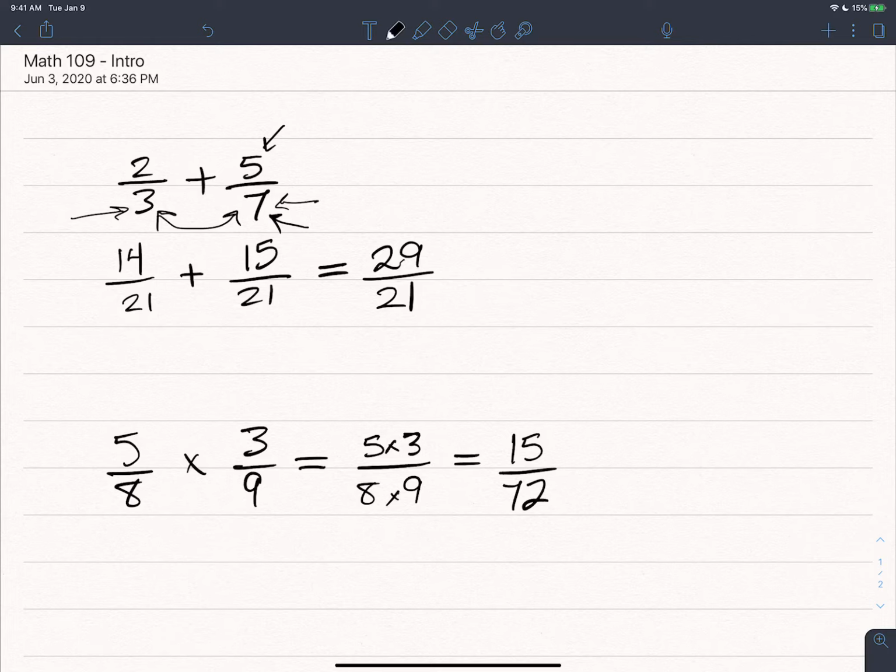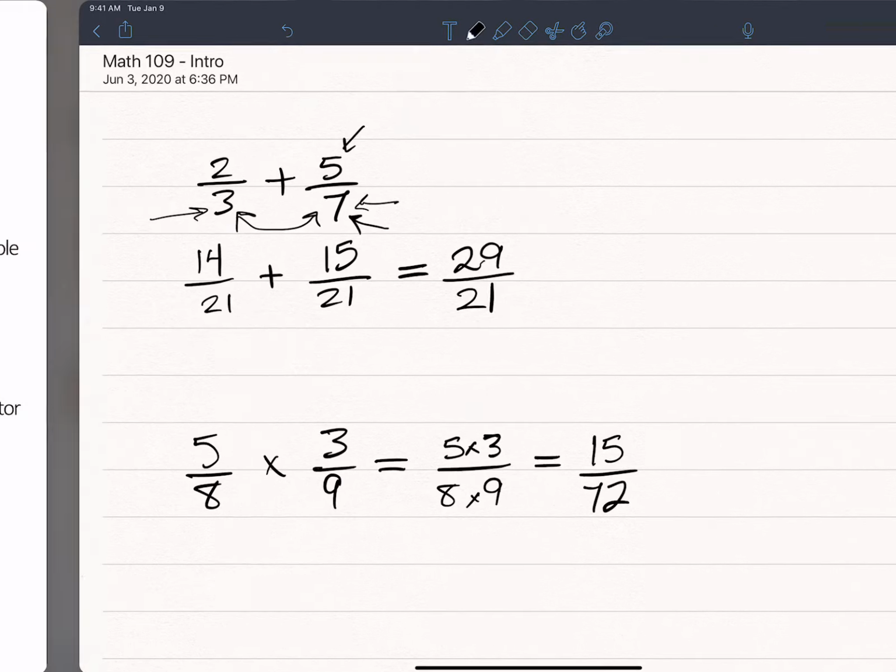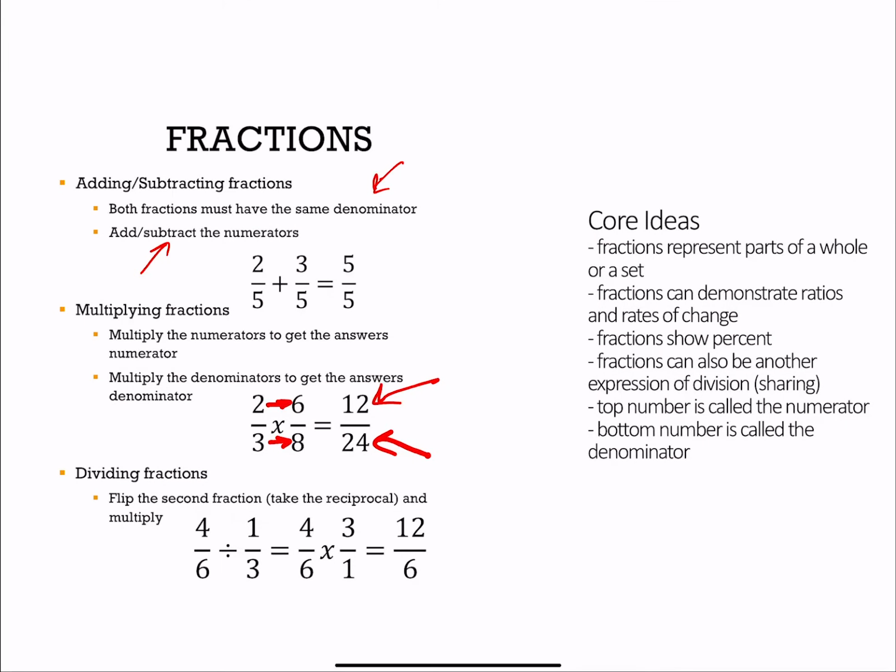Alright, so that's how we get the answer. Multiply across the top, multiply across the bottom, and we get our answer. So the last operation we need to do with fractions is dividing fractions. And to divide fractions, you flip the second fraction and then you multiply it, right? So let's just do an example right here.